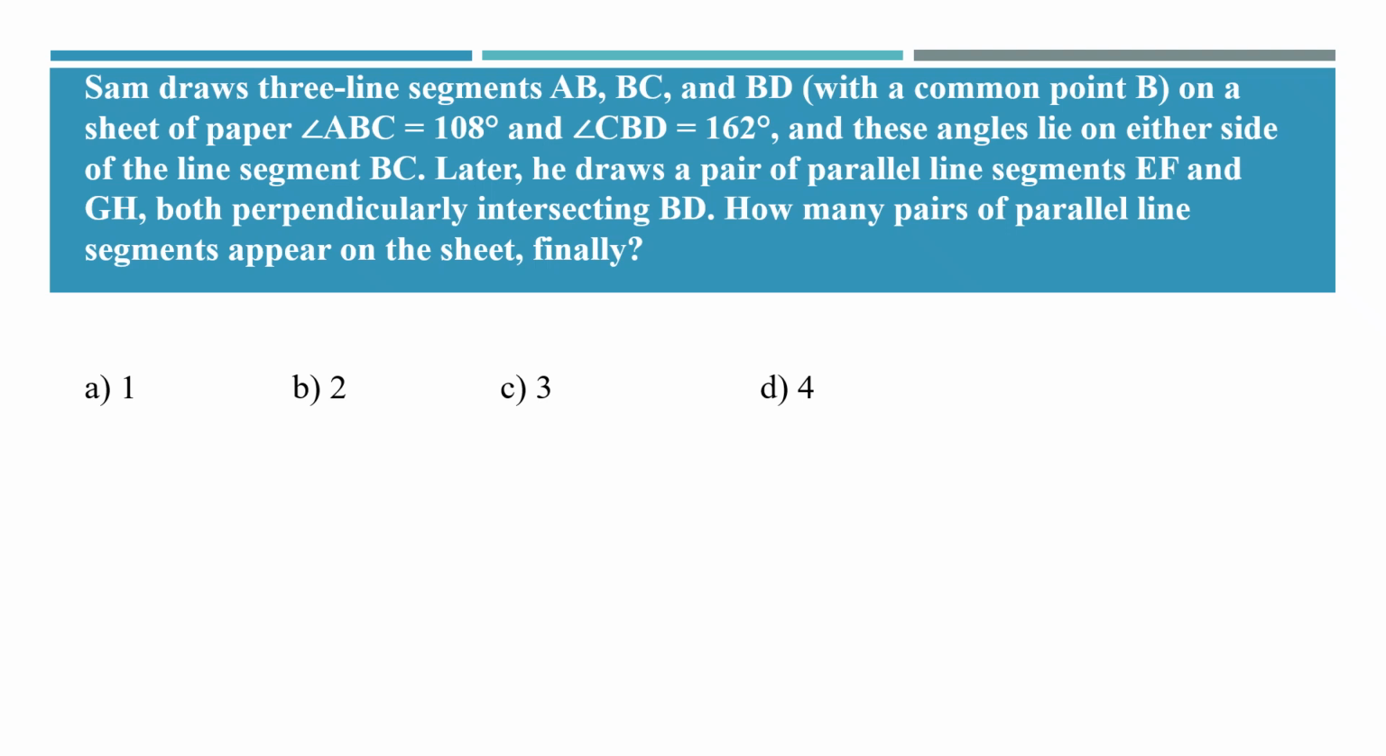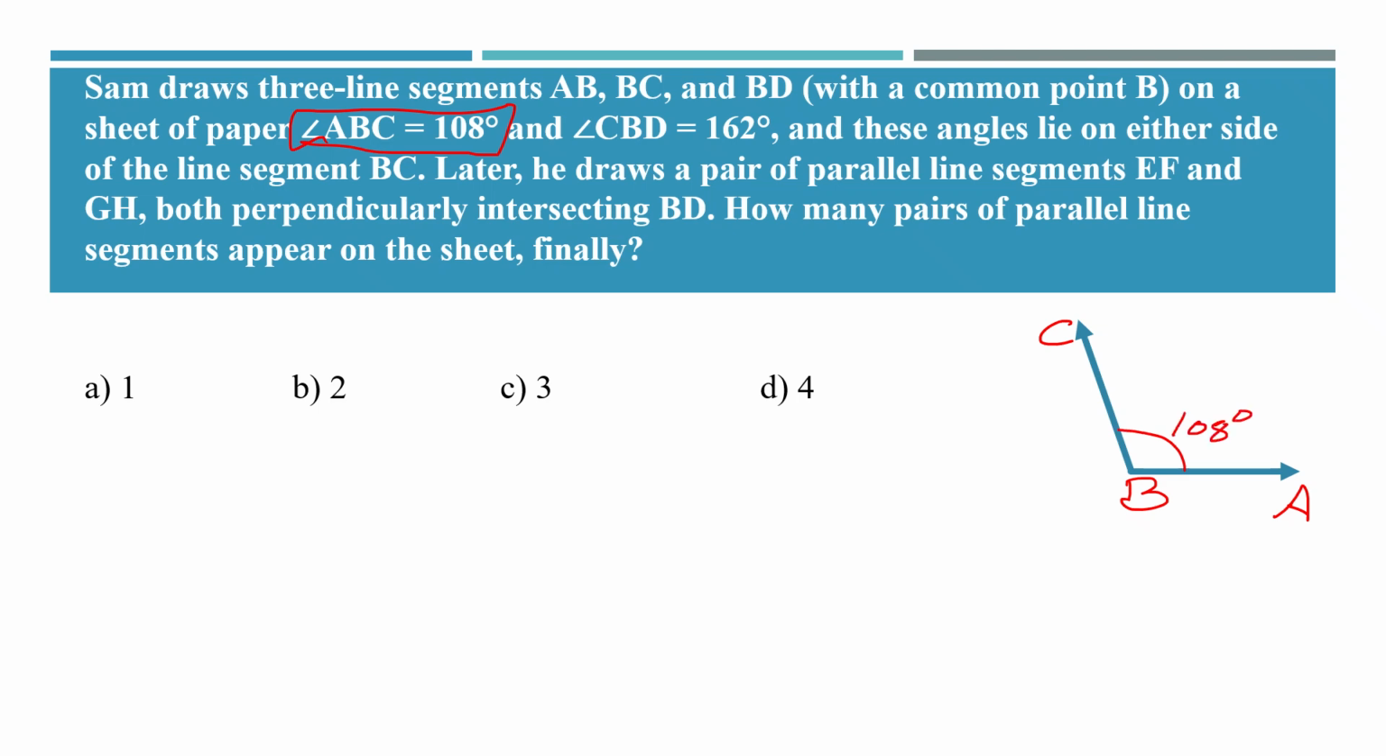Here I have one ray AB. Let us assume this is BC. Since B is common, let's write this as BA and this as BC. The angle between them is 108 degrees.